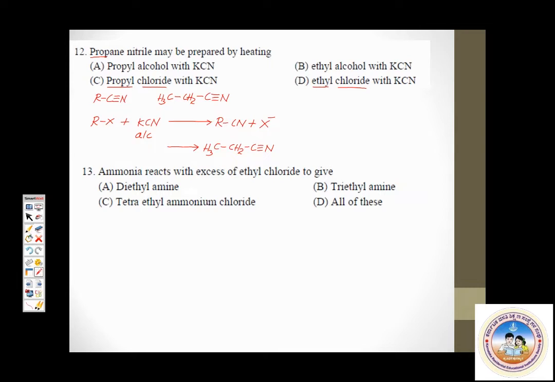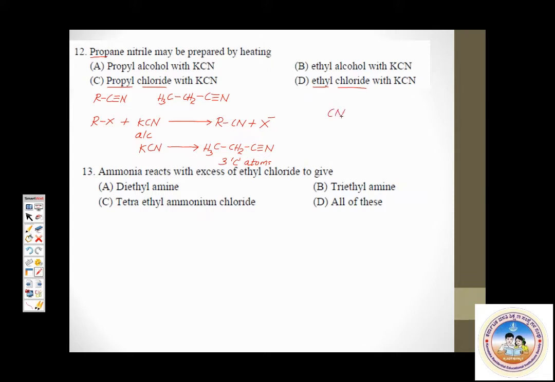Now we have to decide whether it is C or D. Okay. Here, in the given product, there are 3 carbon atoms. Remember, with KCN, potassium cyanide, cyanide ion acts as a nucleophile. CN minus is the nucleophile.